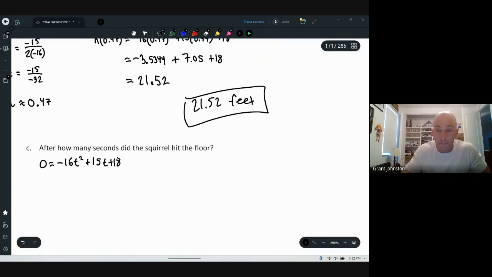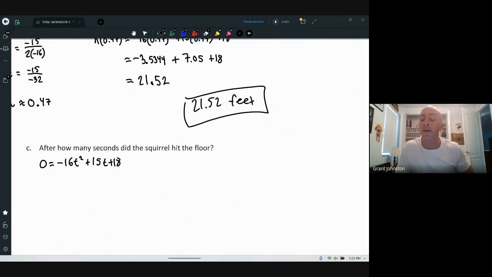So I'm looking for the x-intercept, the height when it's 0. I'm trying to figure out what time, after how many seconds. So now I got to solve for t. And this doesn't look factorable at all. So I'm going to use the quadratic formula to solve this equation.